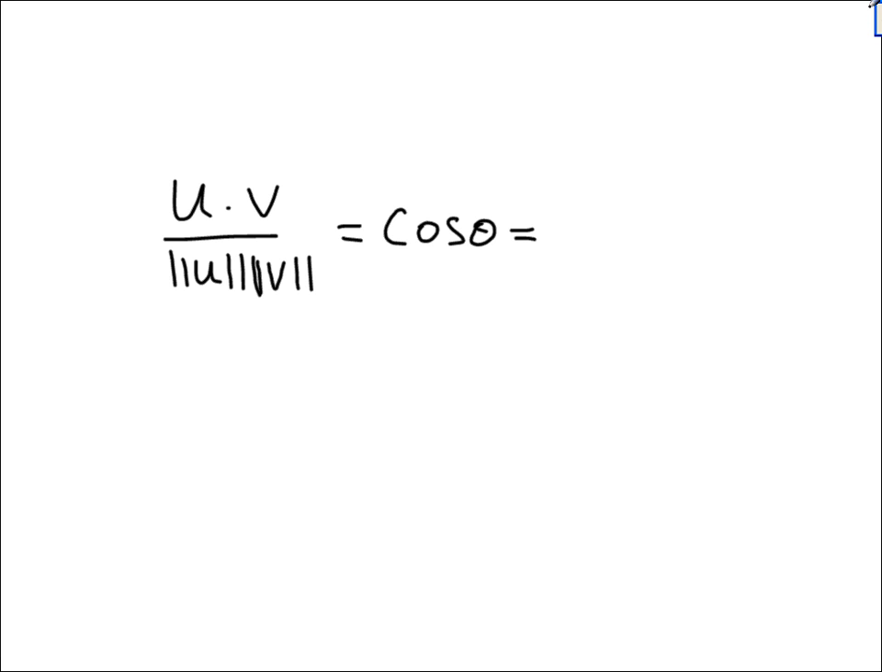Okay, if the dot product is 0, assuming that u and v are not the 0 vector, that is, the length of u is not 0 and the length of v is not 0. If u dot v is 0, then 0 divided by not 0 is 0. The cosine of 0 is 0. That implies that the angle between the two vectors is 90 degrees.